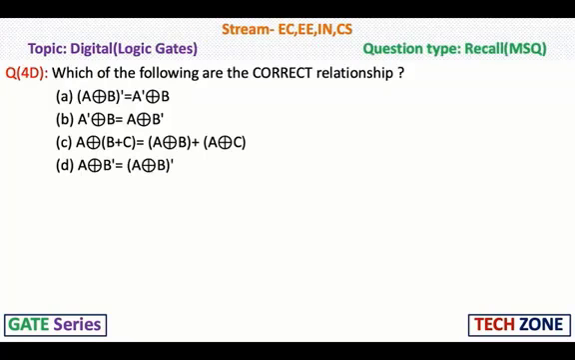Now the next question is: which of the following are the correct relationship? Option A (A XOR B) whole bar = a bar XOR b, option B a bar XOR b = a XOR b bar, option C a XOR (b OR c) = (a XOR b) OR (a XOR c), option D a XOR b bar = (a XOR b) bar.